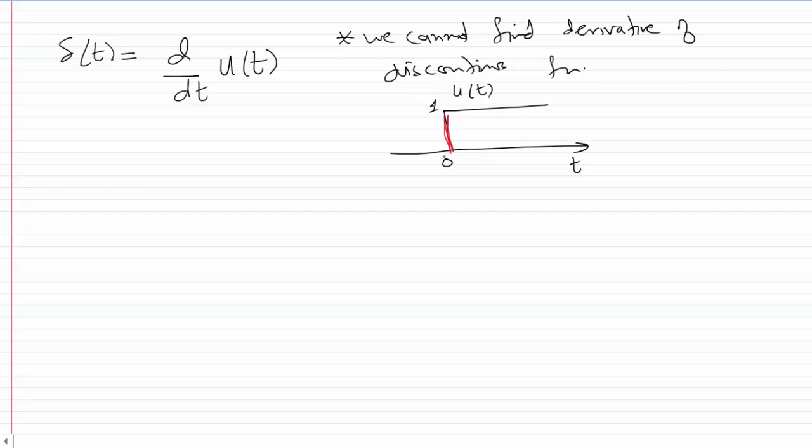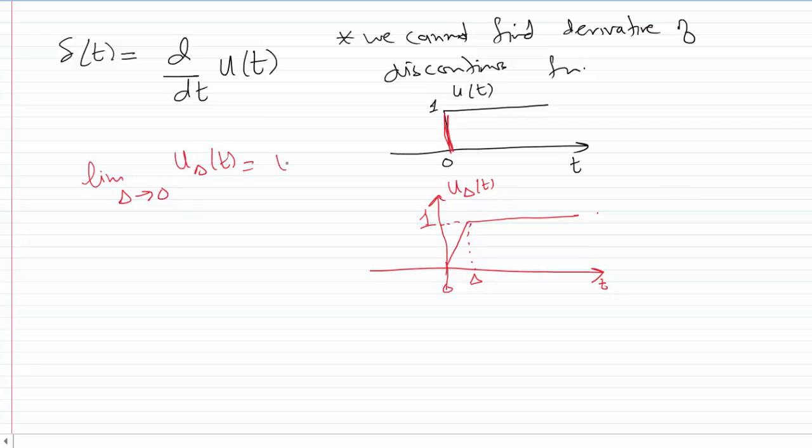Now that's practically not possible. If you have a voltage source and you turn it on to get 1 volt, you start at t equal to 0, it takes some time to get to 1, and then it gets to 1. So I'm going to label this function as u delta of t, where delta is the time that this voltage source or signal takes to get to the maximum value of 1. And if that delta is very small, I will be very close to this u of t. So we can say that as delta goes to 0, u delta of t becomes u of t.